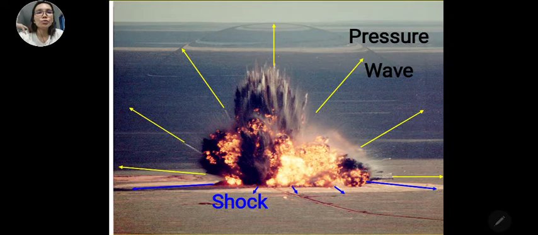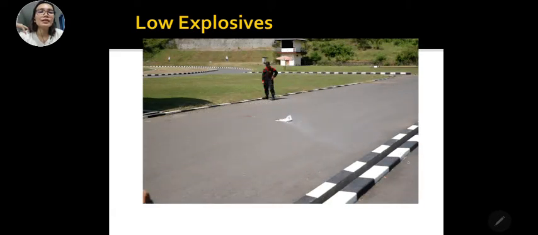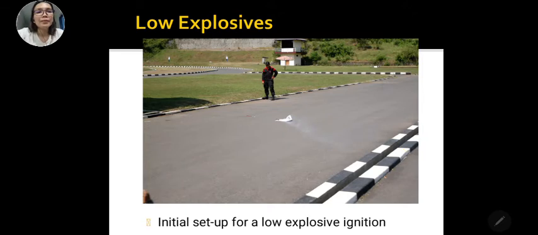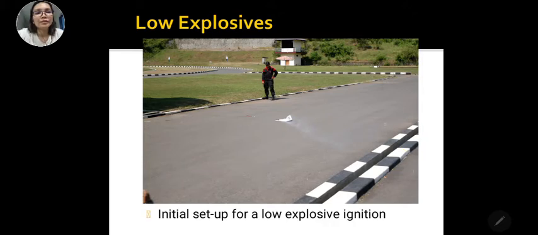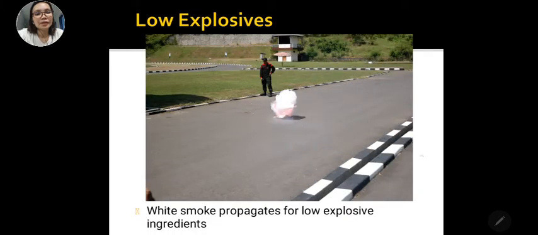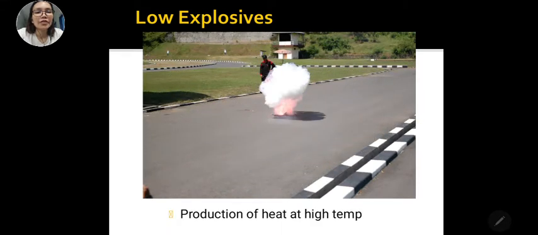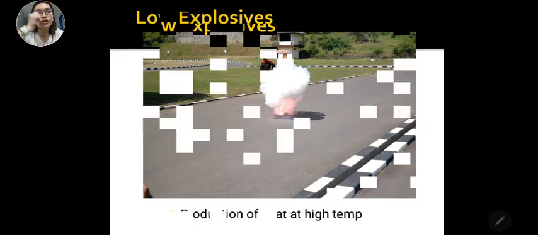There. Pressure, wave, shock, heat, and light is present. We have low explosives, and this is an example of a low explosive. So, you will see how the propagation of explosion using low explosive. We have white smoke. So, there is the production of heat at high temperature.